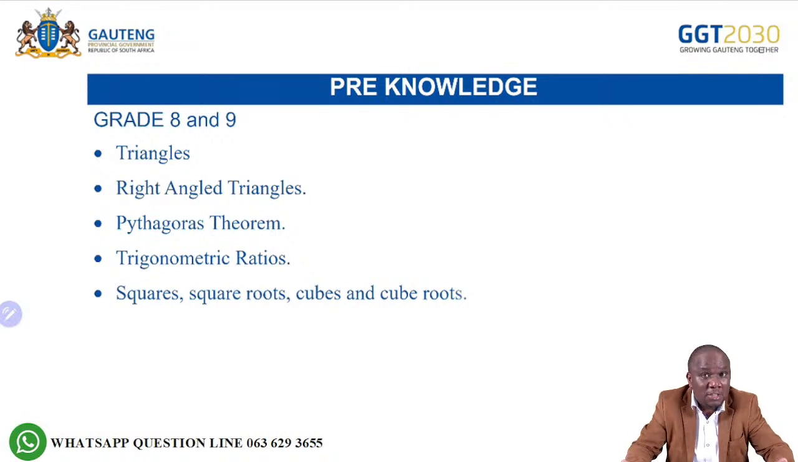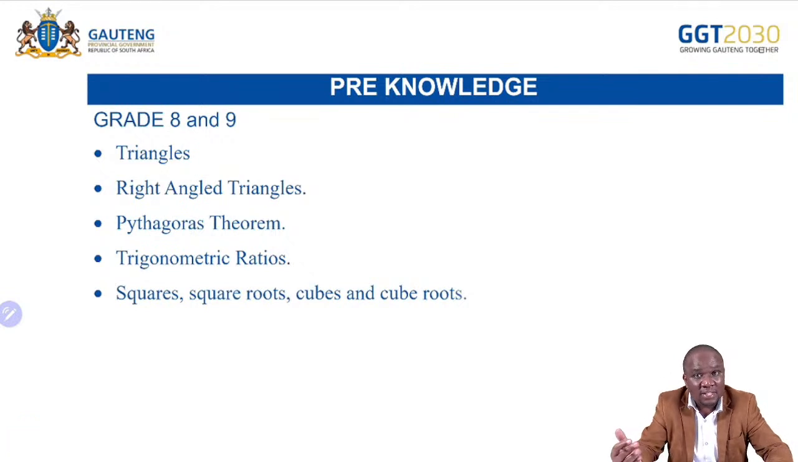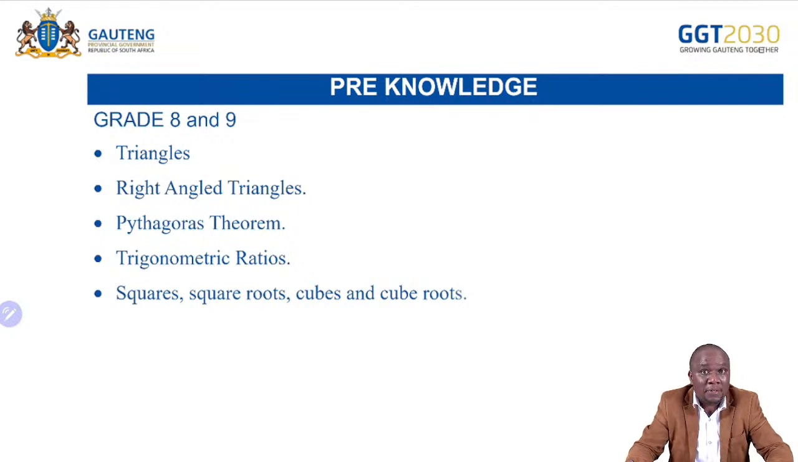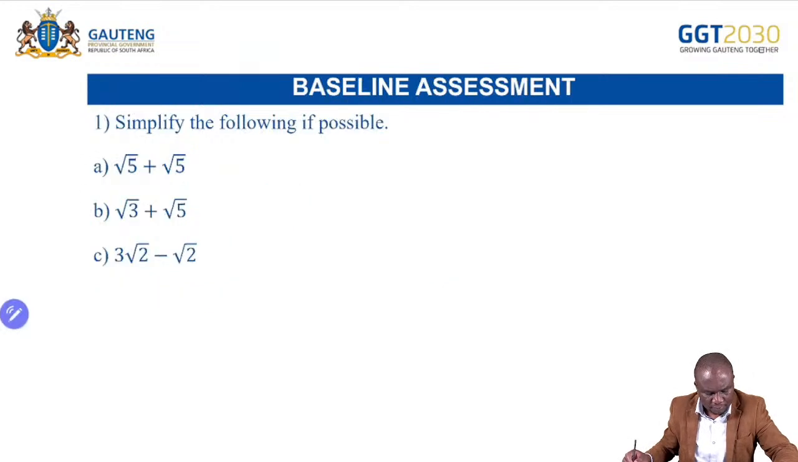Our knowledge about trigonometric ratios. Sine theta is opposite side over hypotenuse. Cos theta is adjacent side over hypotenuse. Tan theta is opposite side over adjacent side. Remember that. And then our knowledge about squares, square roots, cubes, and cube roots. We are going to use these concepts a lot in this lesson. Right, so this is very, very crucial.